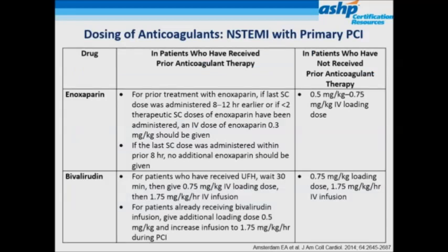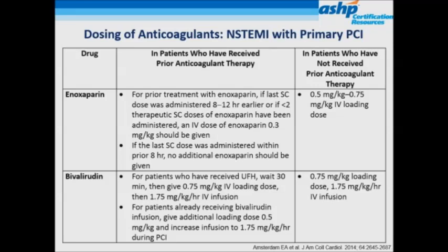Just to round out the dosing, another thing I haven't talked about yet is enoxaparin. Enoxaparin in the cath lab is a little more challenging to use because you really have to know when the patient received their previous dose. If it was within 8 to 12 hours, you can actually forego it, but if it was more than 8 to 12 hours, you have to redose. And it's a dose of 0.3 milligrams per kilogram given intravenously. And for patients that haven't received anything, it's 0.5 to 0.75 milligram per kilogram intravenously.